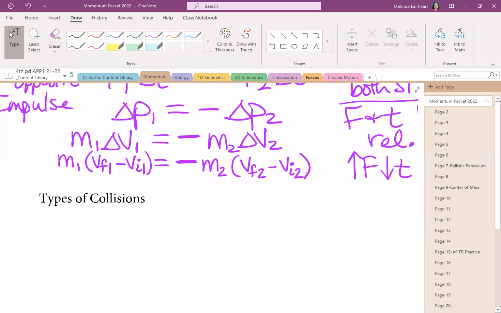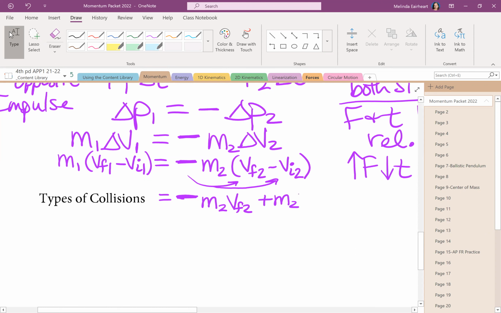And then before I move my initials and finals to a single side, what if we distribute that negative to both velocities? And so the right side, and I know I'm bleeding over into the types of collisions, it's okay. We would have a negative m2 vf2, and then negative, negative, I have a positive m2 vi2. On the left side, it would be m1 vf1 minus m1 vi1. And one side has a negative on each.